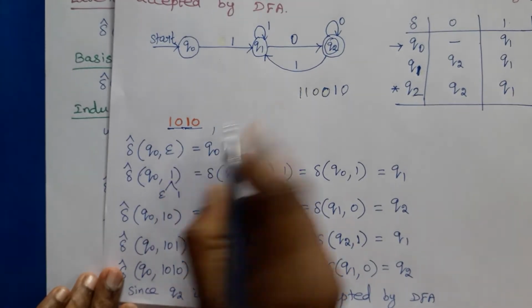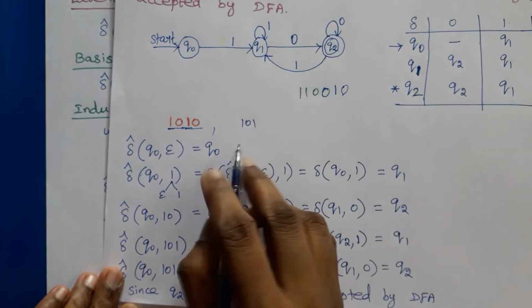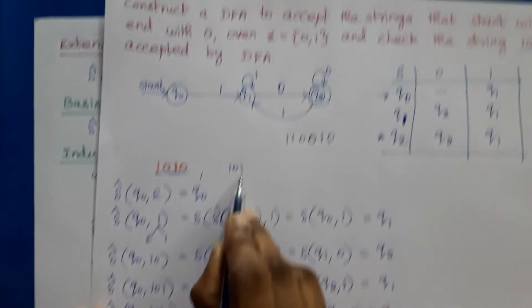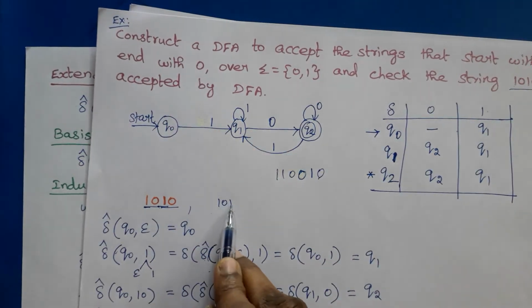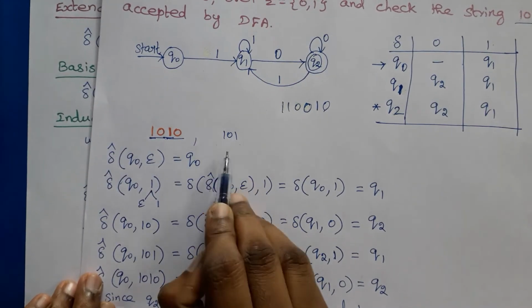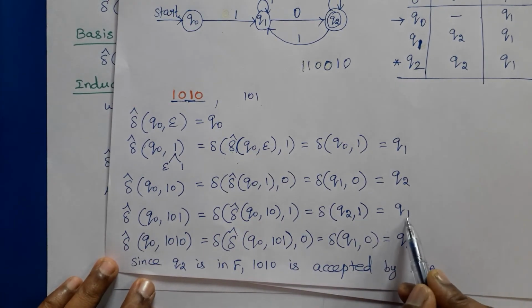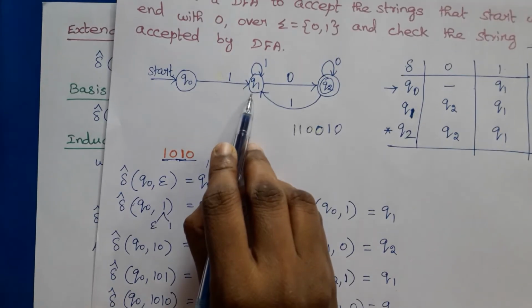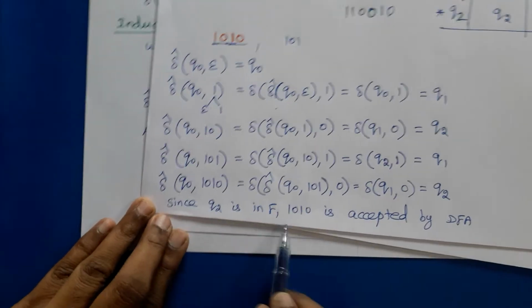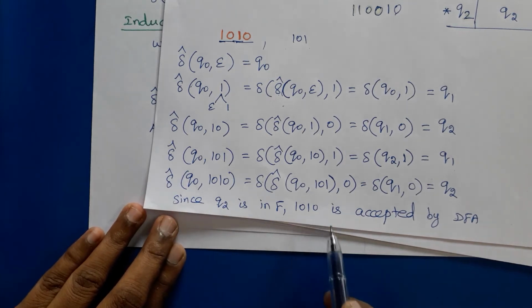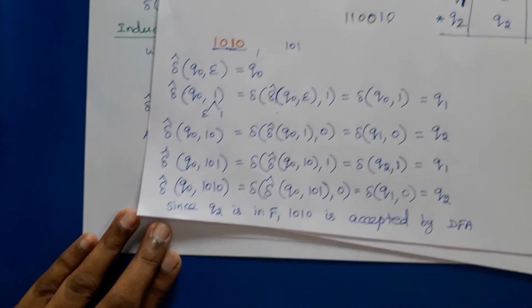Suppose instead of 1 0 1 0, 1 0 1 is given. This string starts with 1 but does not end with 0, right? It should end with 0 but it is not ending with 0. So what will happen? We will find out up to this step. So what is the output here? The next state here is q1. Since q1 is not a final state, 1 0 1 is not accepted by our DFA.